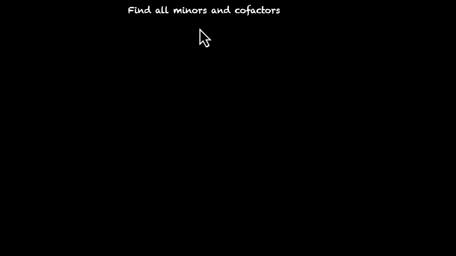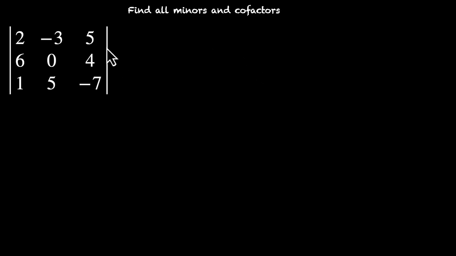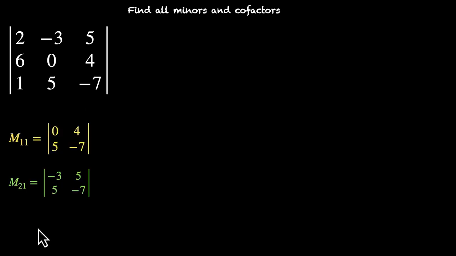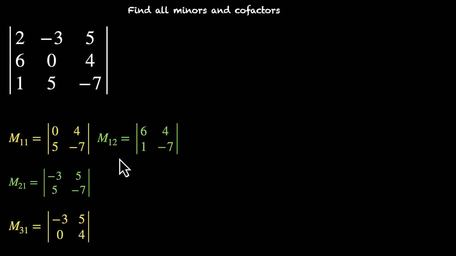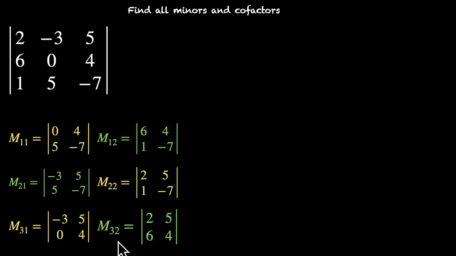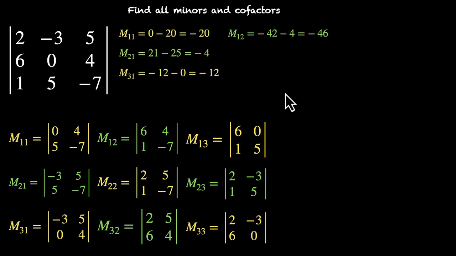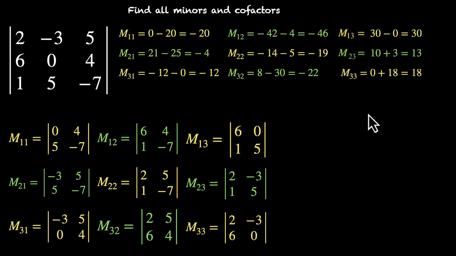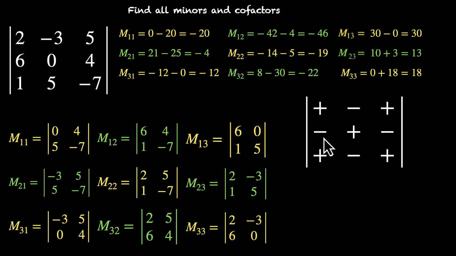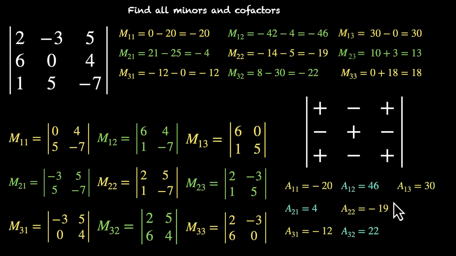In the previous video, we found minors and cofactors for all the elements of this determinant. We found M11, M21, M31, M12, M22, M32, M13, M23, and M33. We evaluated these 2 by 2 matrices. We found these values. And we also saw that cofactors are just signed minors. If you multiply the values of these minors with these signs, corresponding products will give us the cofactors. We'll have these 9 cofactors.